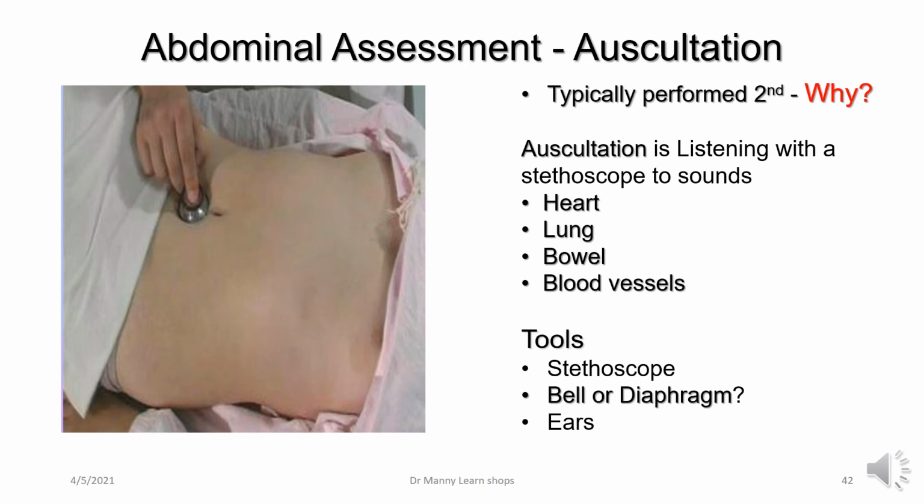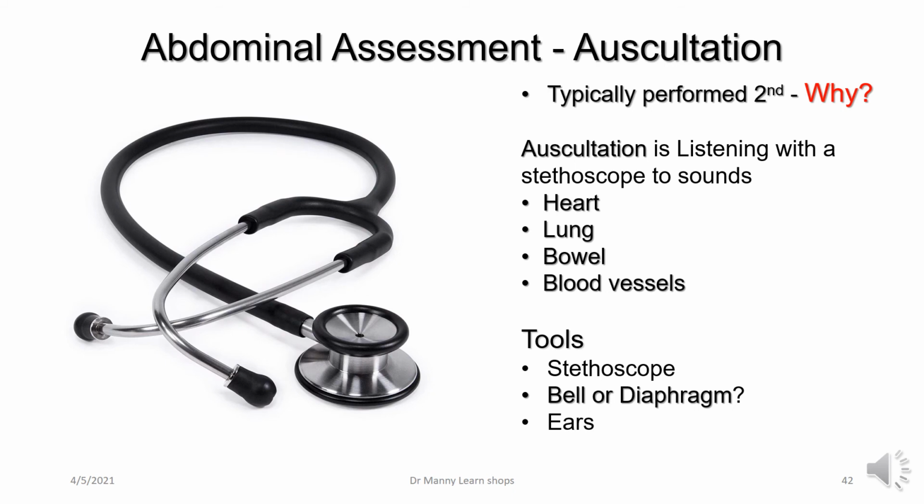Auscultation is listening with a stethoscope to sounds. You can listen to heart sounds, lung sounds. We're listening to bowel sounds. You can also listen to blood vessel sounds, which are abnormal, and they're called bruits. The tools that we need for auscultation are the stethoscope, the bell, and the diaphragm. And look, your ears as well. There's your stethoscope. The bell is the small concave disc at the end of the stethoscope. The diaphragm is the flat one.